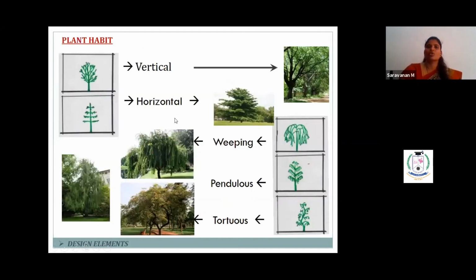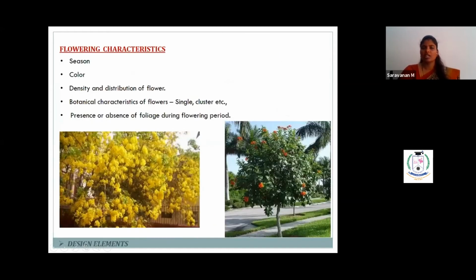And next comes your plant habit. I have taught you just before: you have vertical, horizontal, weeping, pendulous trees. These are the different types of trees. Next comes your flowering characteristics. Flowering characteristics depend upon the season, color, density, and distribution of the flowers, and botanical characteristics, like whether it's a single flower or a cluster, and presence or absence of foliage during flowering periods.